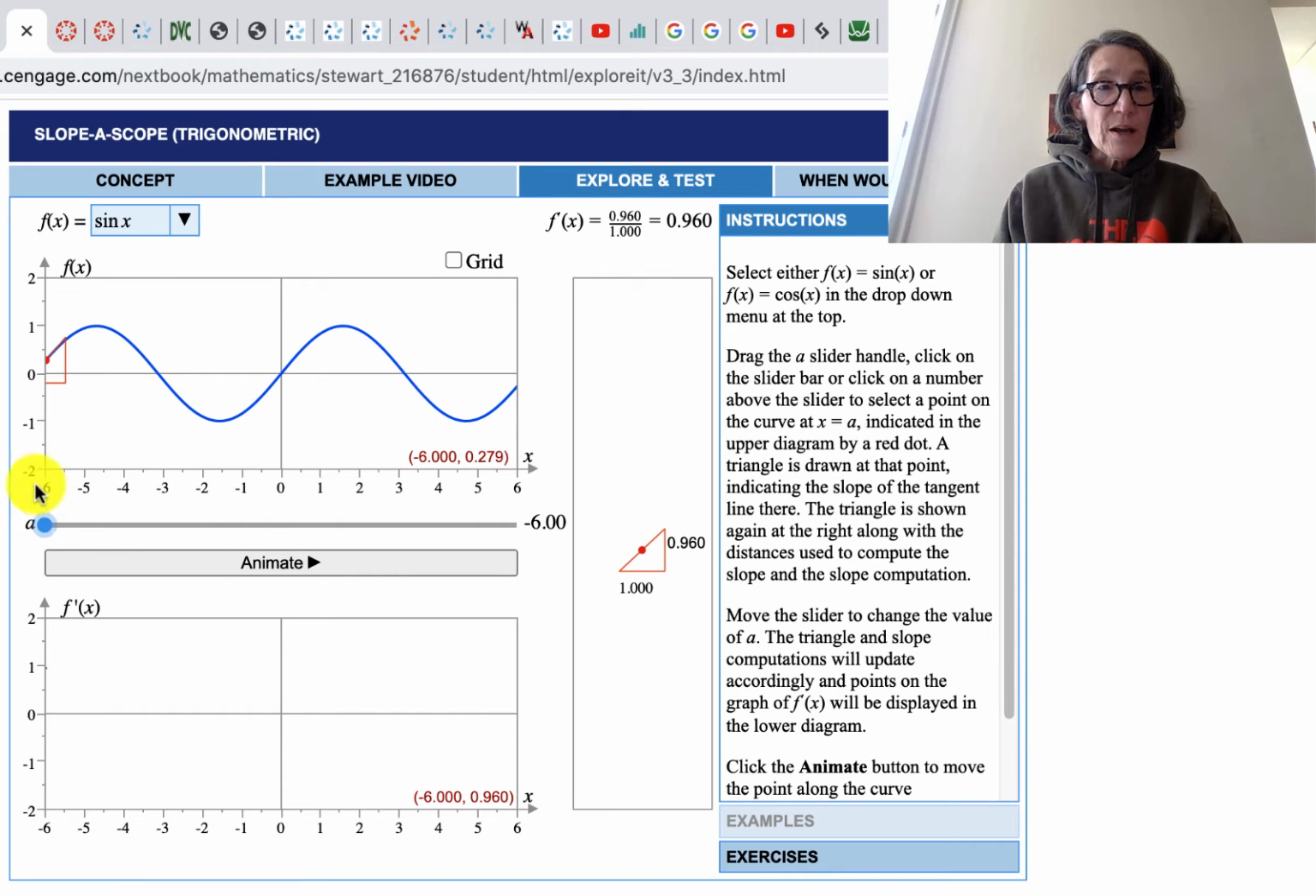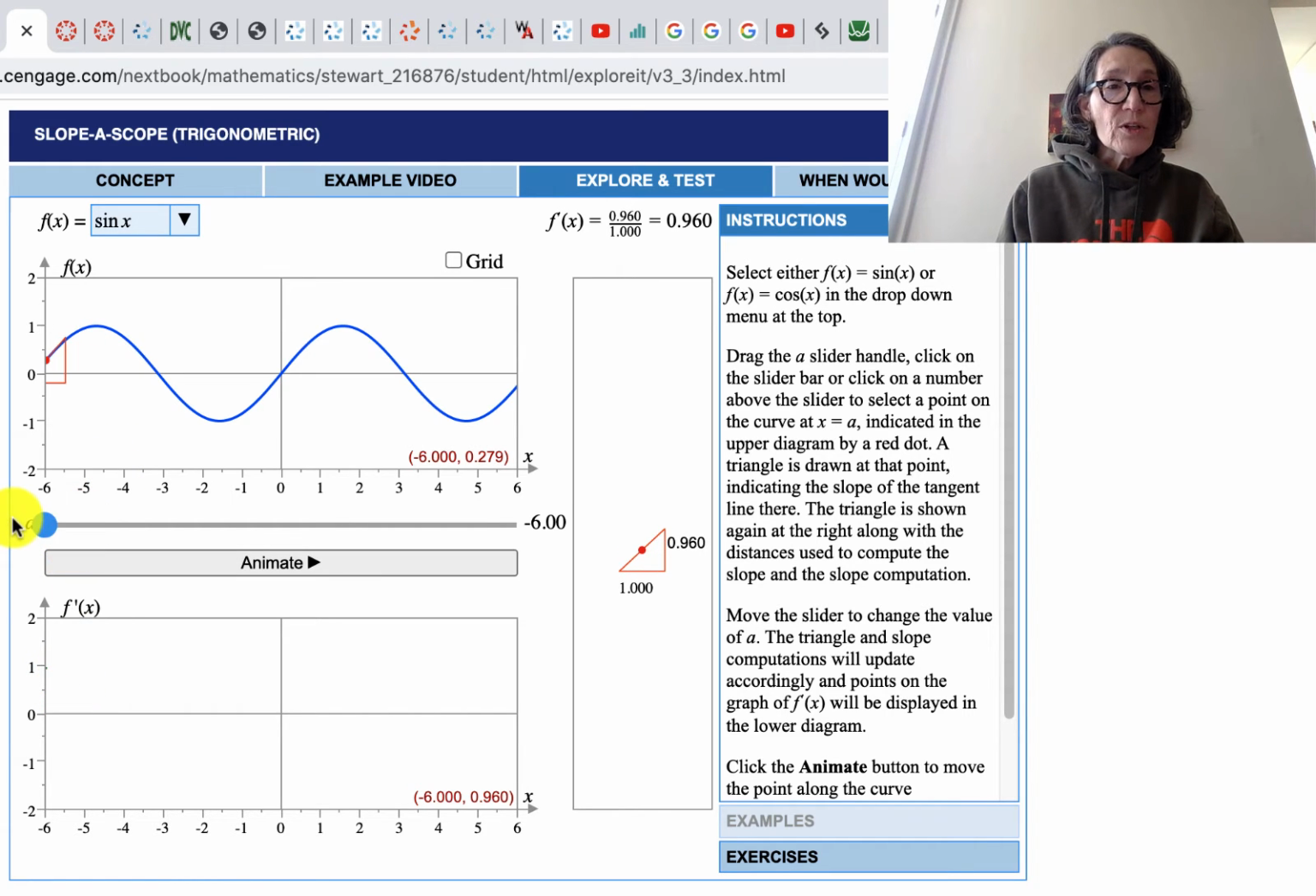A is starting out somewhere around -6 and moving along. You're moving it along. And what you're watching up here on the curve is a little tiny tangent line. You can see how the tangent lines are changing. You're watching the slope of those tangent lines getting plotted down below. So whatever the slope is there is the y-coordinate down here on this curve.